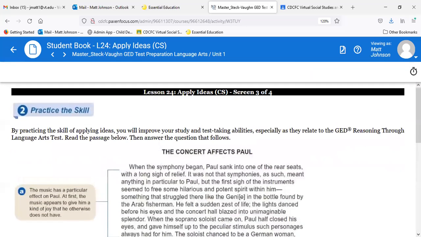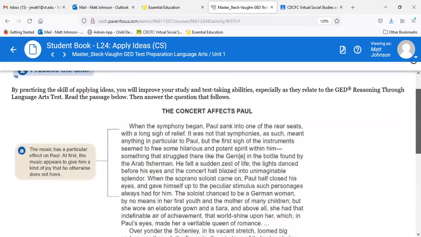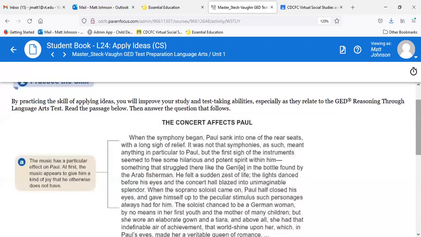So let's take a look here. Our first passage is "The Concert Affects Paul." So think about our title there. What is that going to mean? What kind of effect is a concert going to have on Paul?